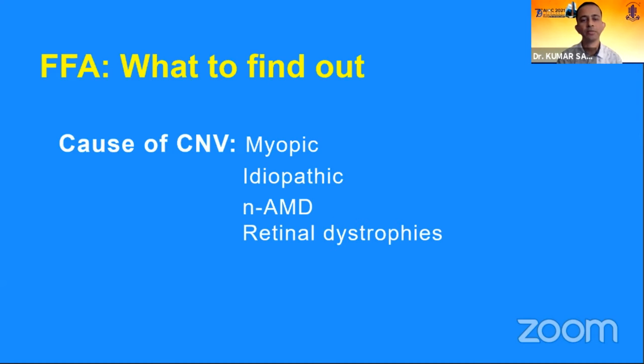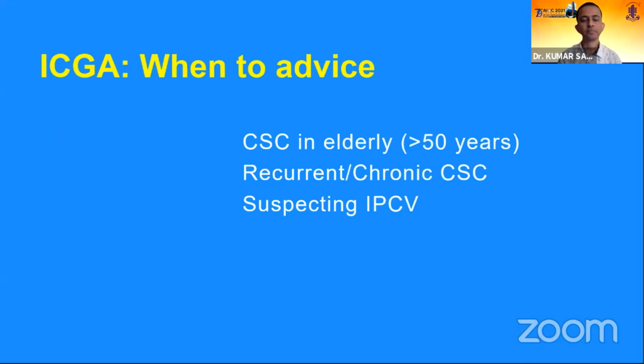we have to identify which pathology is causing the CNVM. If in an elderly patient, it will be neovascular AMD. If the patient is myopic, then it can be myopic or idiopathic CNVM or retinal dystrophies. We can also be there. When do we advise ICGA in these patients?